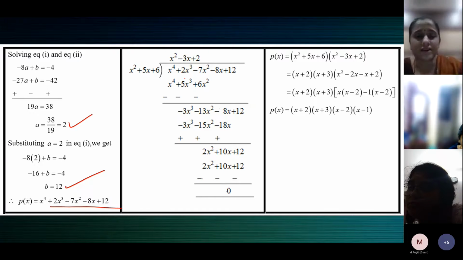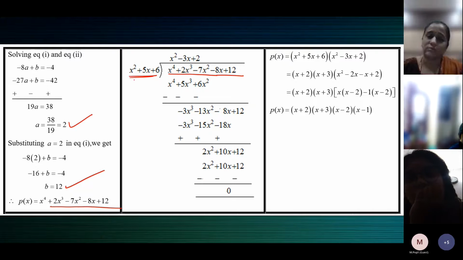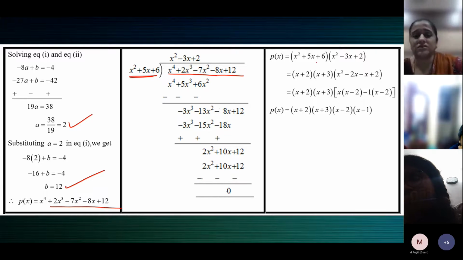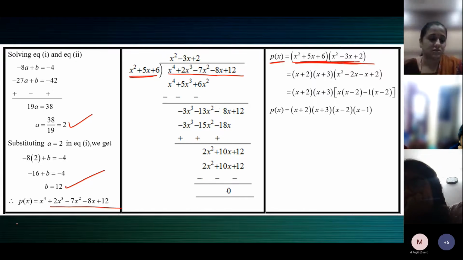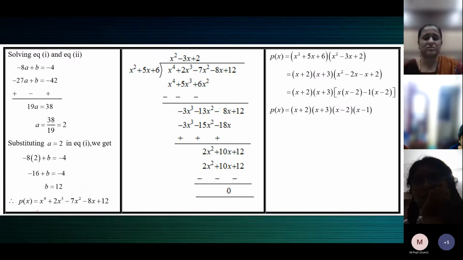And then to factorize the polynomial completely, this is the biquadratic polynomial, and this is the quadratic factor given to you in the question. So perform the long division and then see here, using the division algorithm, dividend is equal to divisor into quotient plus remainder, which is not shown because it's plus 0.